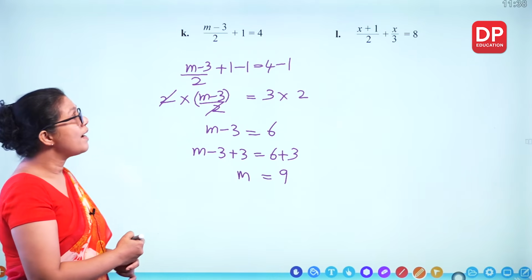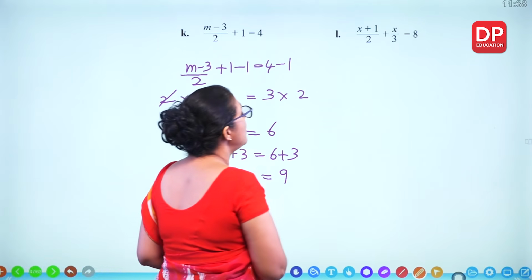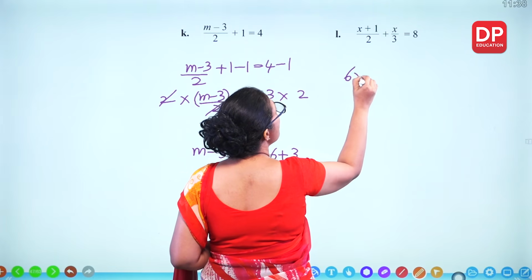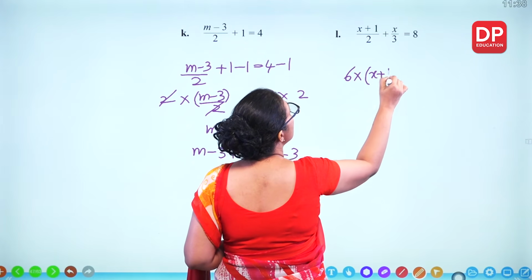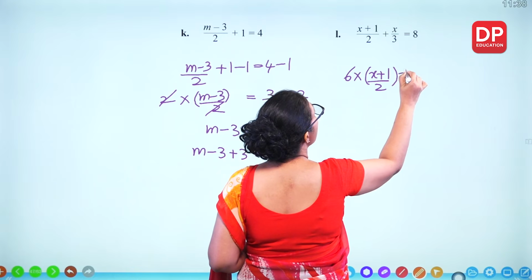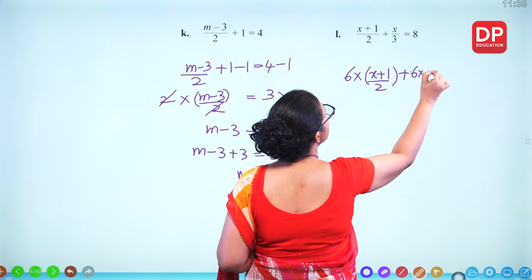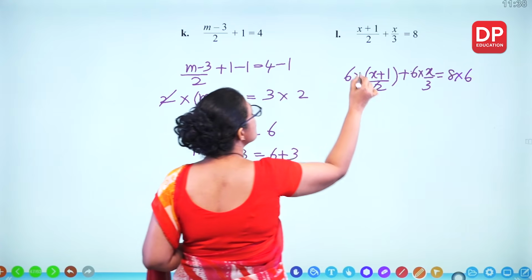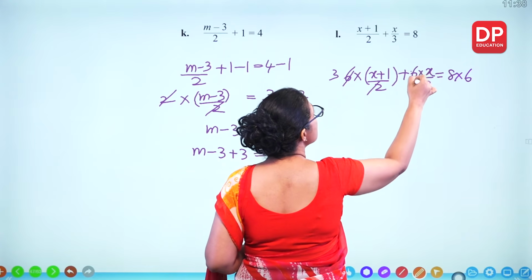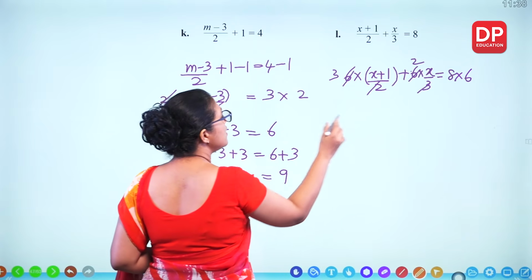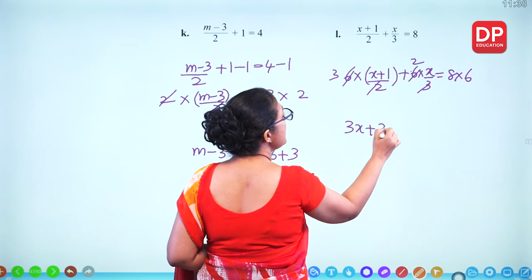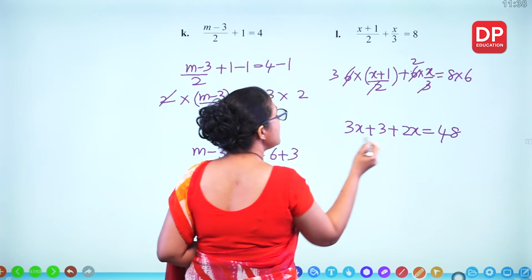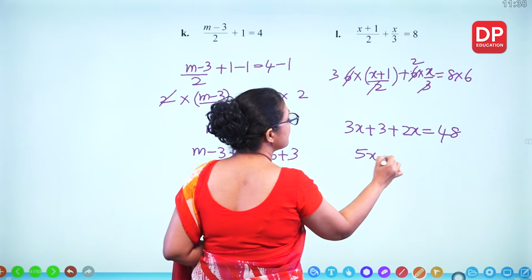The other one, 2 and 3 in the denominator. Lowest common multiple of 2 and 3, that's 6. Multiply all terms by 6. 2 times 3, 3 times 2. So here you get 3x plus 3 plus 2x equals 48. 3x and 2x, 5x.